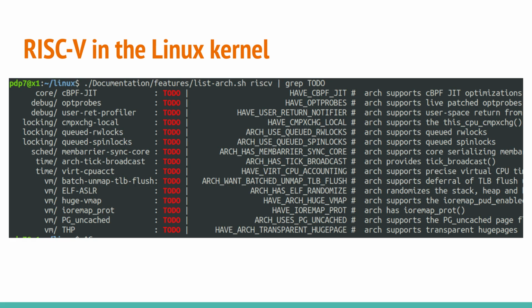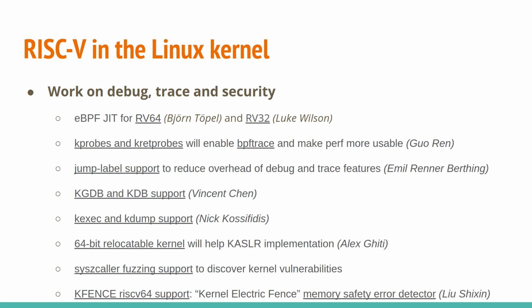So if you run this shell script in the Linux kernel source, it'll show you for each architecture the to-do list. So these are the current to-do items that still need to be done for the architecture support for RISC-V in the Linux kernel. So hopefully that might pique your interest to potentially get involved.